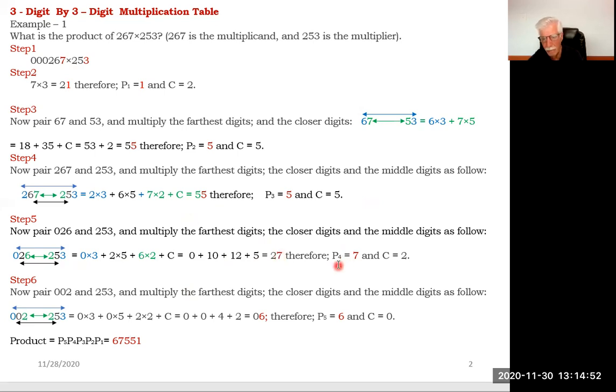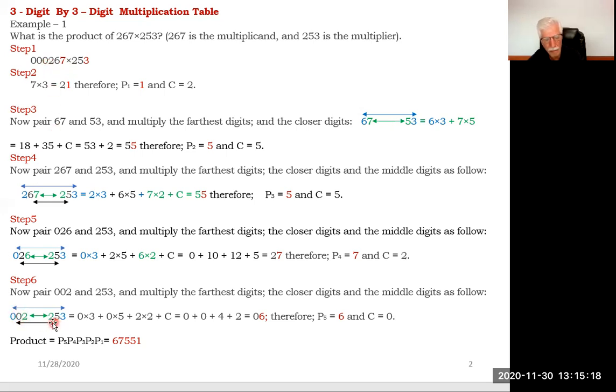And we show that with P4. And 2 is the carryover to the next step, which is step 6. And it's the last step to complete our procedure. Now we move again one digit to the left. So if we move one digit to the left, we have 0, 0, 2. So we have 0, 0, 2.